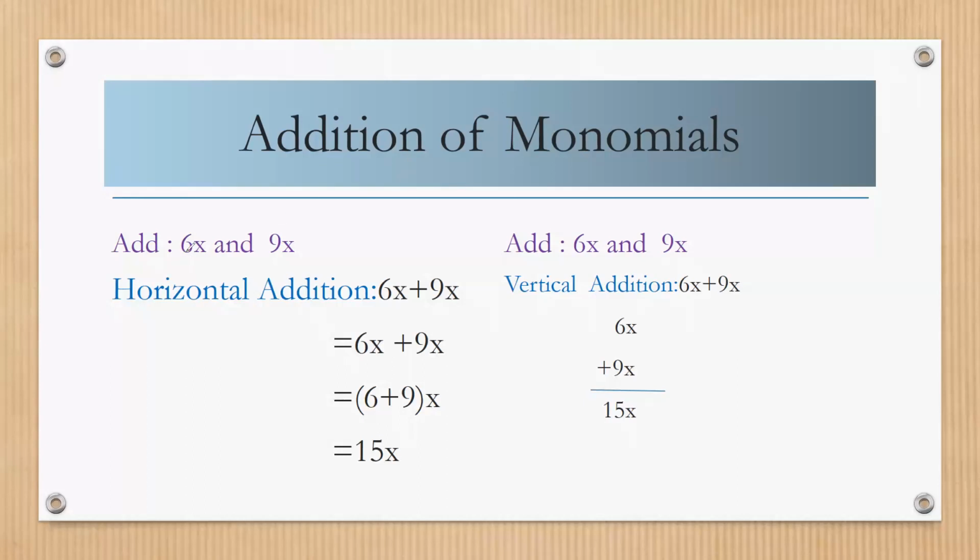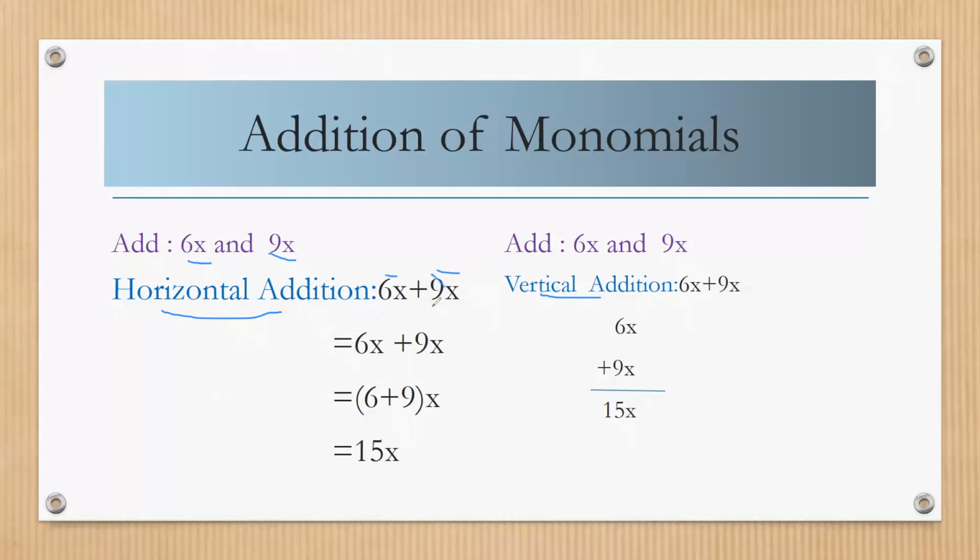Now, we have to add 6x and 9x. There are two ways in which we can add. One is called horizontal addition and one is called vertical addition. We all know that horizontal is like this. And when we are talking about vertical, it is like this. Vertical lines are like these lines. Horizontal means we can draw these lines. So in the horizontal method, we are going to write both the monomials together.